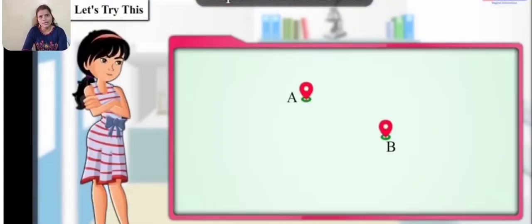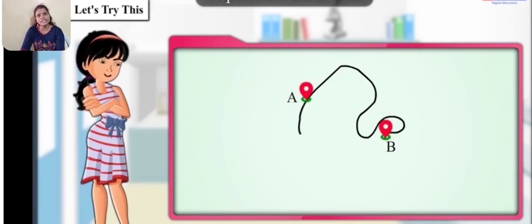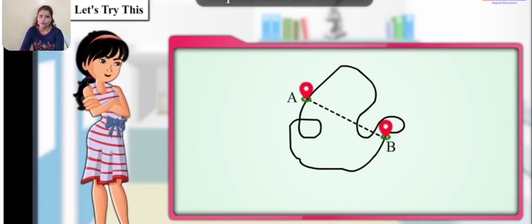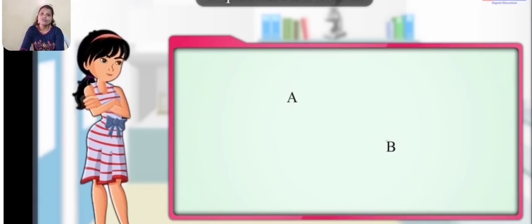Now, displacement and distance. Suppose there are two points A and B, connected in different ways as shown in the figure. Measure the distance between the points. Now measure the distance along the dotted line. Which distance is correct according to you and why?